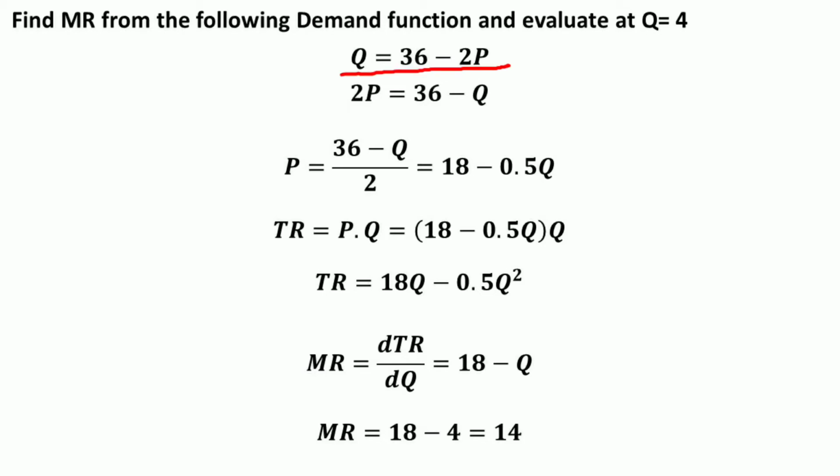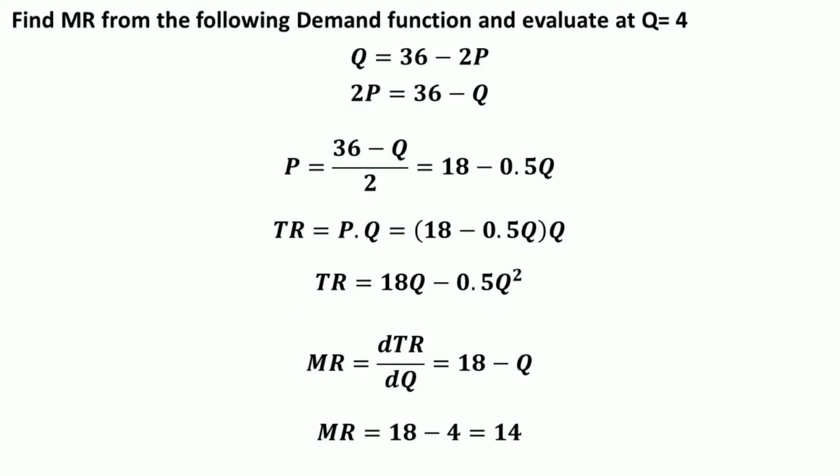In this case, you have to solve the demand function with respect to p. It will become 2p is equal to 36 minus q, where p is equal to (36 minus q) divided by 2, which is equal to 18 minus 0.5q. Once we have p, the total revenue is nothing but price into quantity, so it is p into q. We multiply p with q, which gives 18 minus 0.5q into q. So the total revenue will become 18q minus 0.5q square.